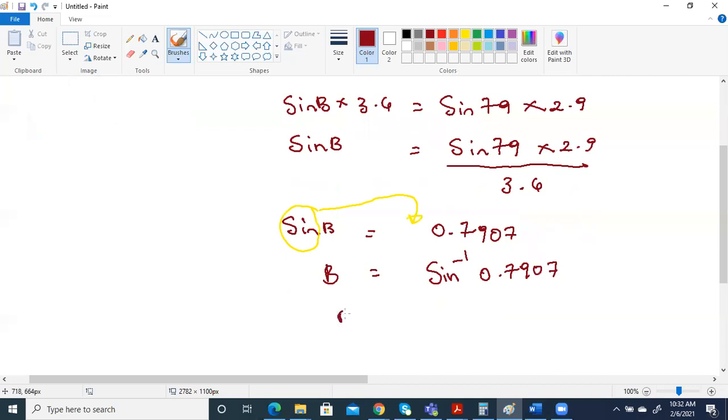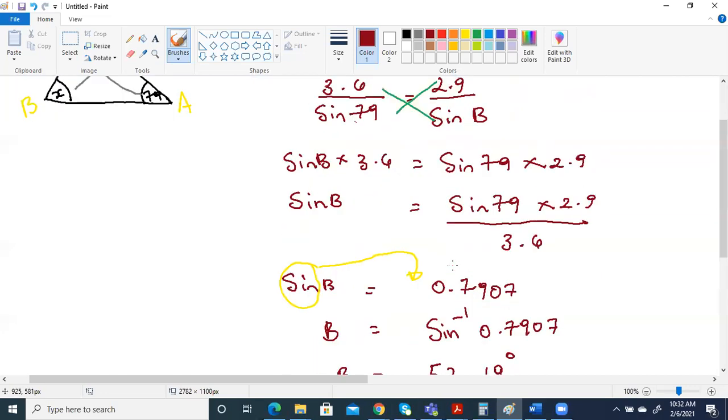So that B is equal to, you have to plug this in the calculator, and you get 52.19. I get 52.25, but it doesn't matter. 52.19 degrees because it's an angle. All right, so that's our second one. Any questions?